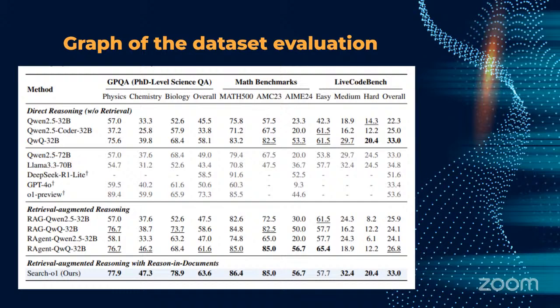So you can see the different benchmarks that we have. And Search-o1, which is the model that we use, has slightly higher accuracies in most cases for the datasets that we use, across the 3 different datasets.